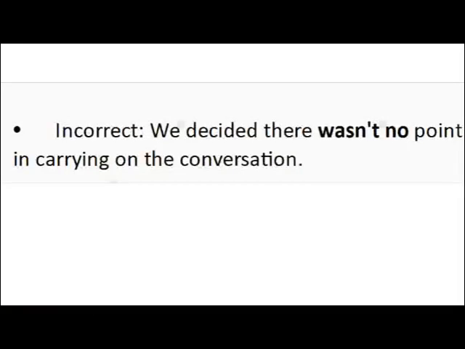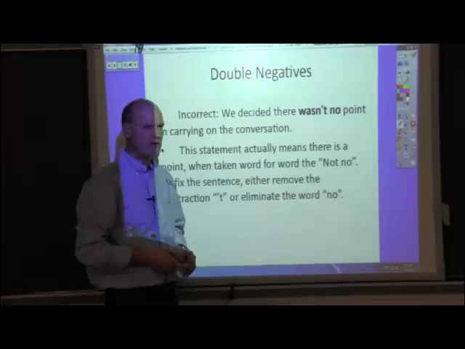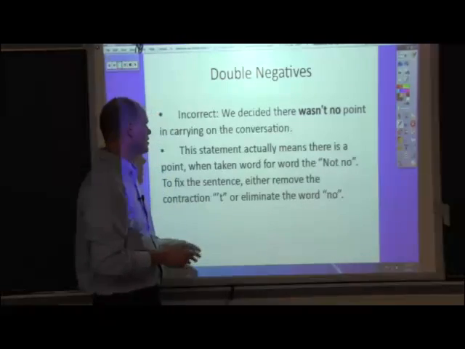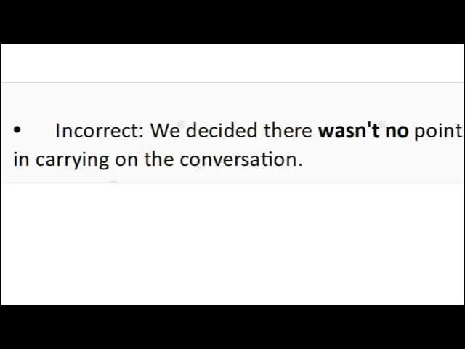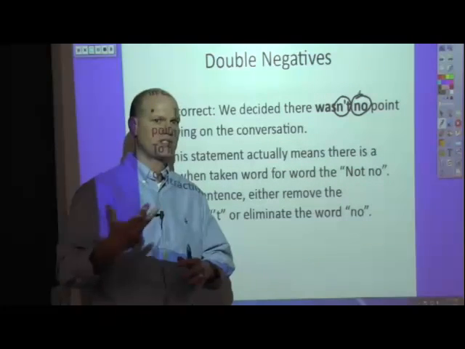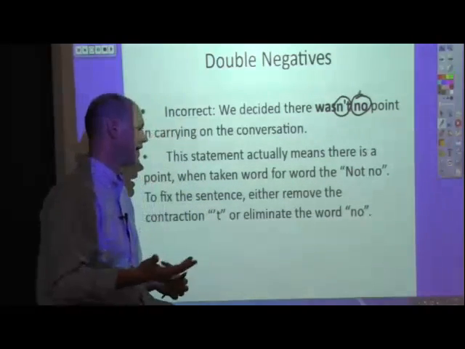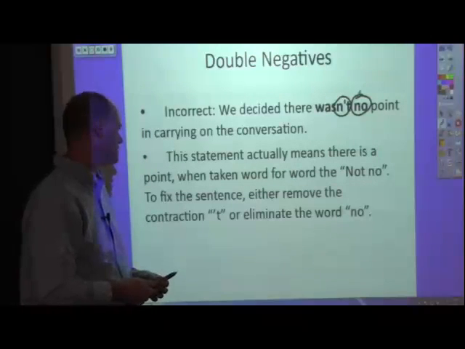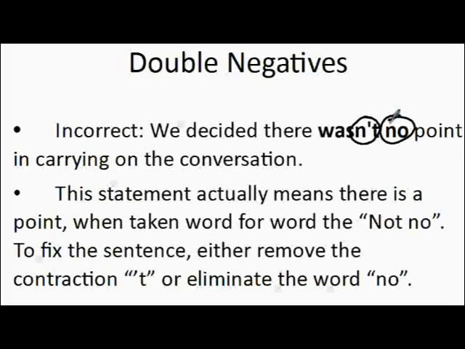We decided there wasn't no point in carrying on the conversation. While you might typically hear that sentence, it's incorrect. You have two negatives. You have the contraction for not, and then you also have the word no. So if it's not no, then it must be something. So it gives you the opposite of what is intended. To fix this sentence, you're either going to remove the contraction or eliminate the word no. There wasn't a point would be correct.